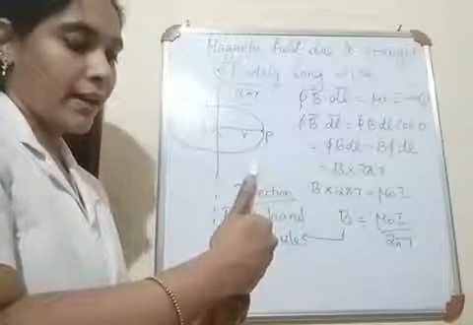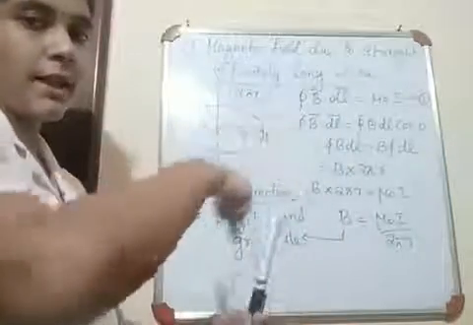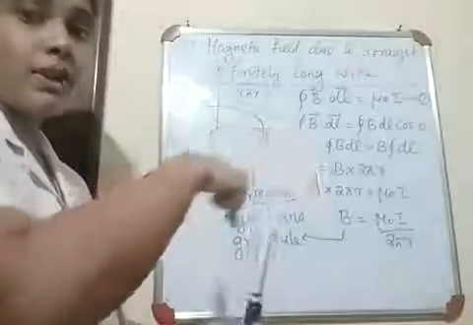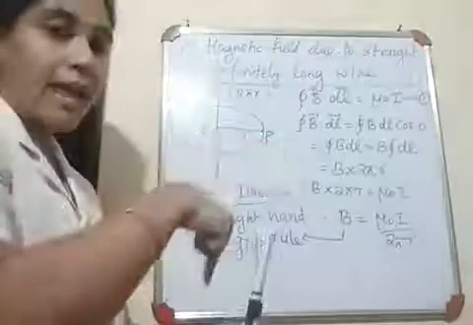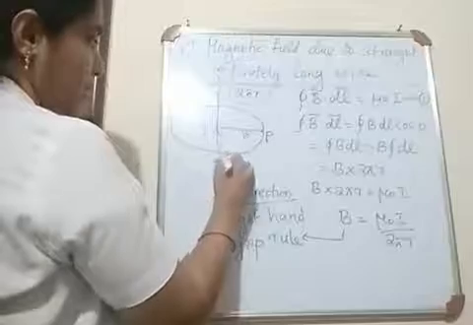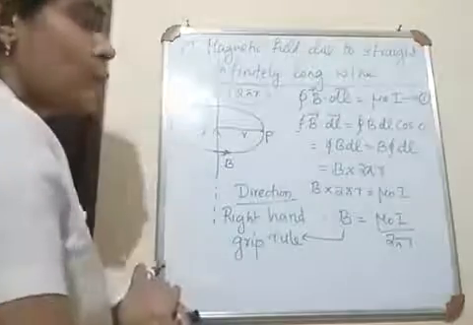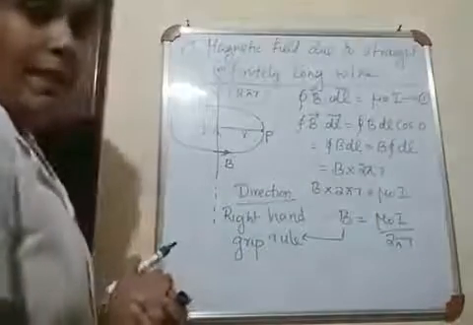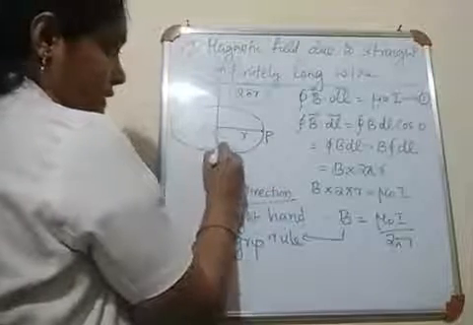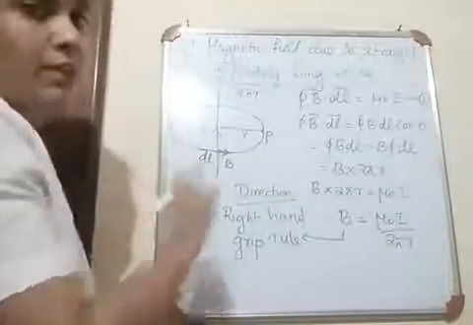So here, what is the direction of the curled fingers? The fingers are curling in this direction. And what is the direction? It is anti-clockwise. So the magnetic field will be in the form of concentric circles and it will be acting in the anti-clockwise direction. So this will be the direction of the magnetic field. Then what is the direction of dl? The length element dl is also acting along the same direction.